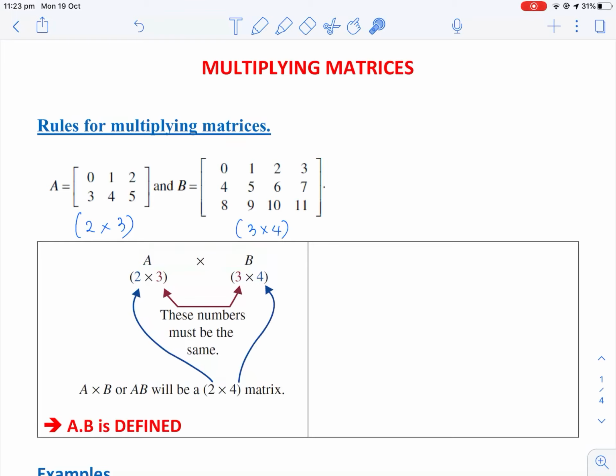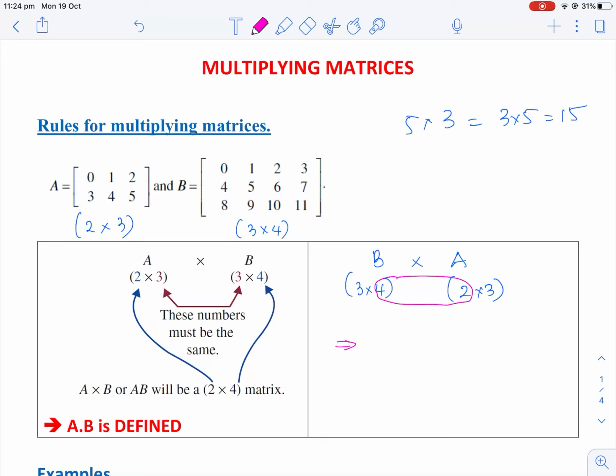Okay, so how about B times A? In algebra, we know that 5 times 3 equals 3 times 5 equals 15. But whether this rule is exactly the same for multiplying matrices or not, let's check it out. Now if I want to find B times A, I write down the order of B, which is 3 times 4, and then the order of A, which is 2 times 3. You can see here the inner numbers are different, 4 and 2. So straight away you know that B times A is undefined.